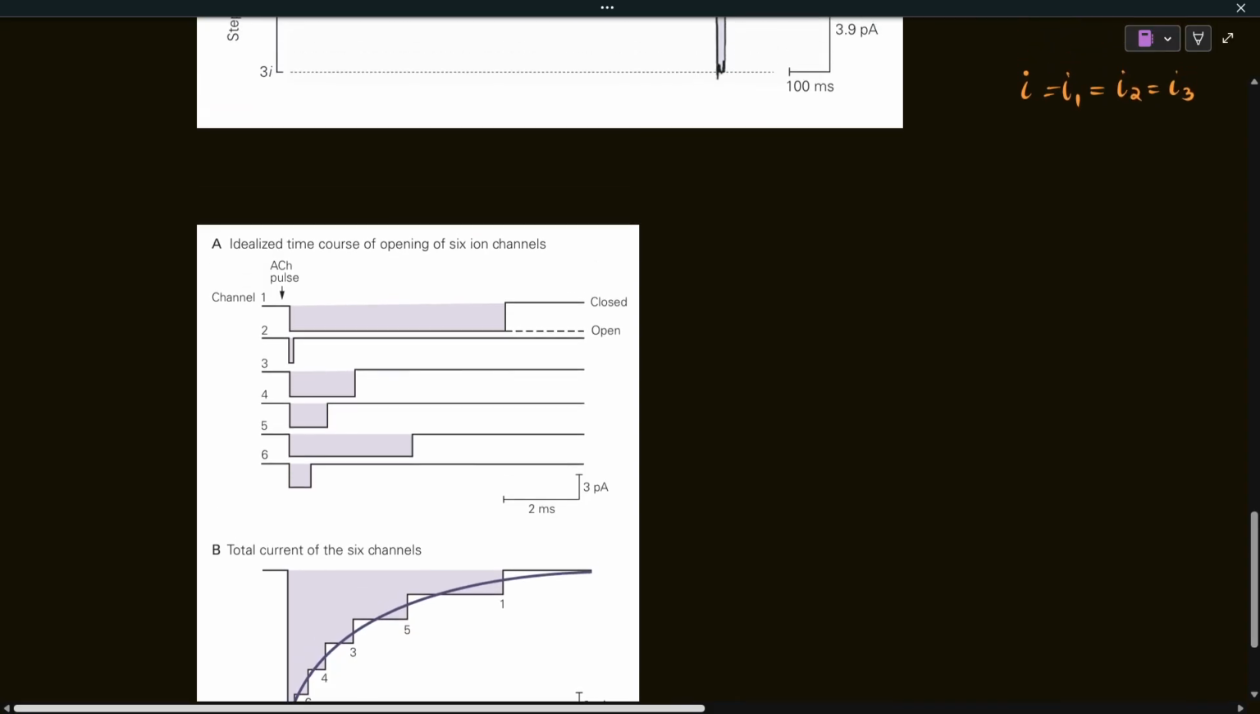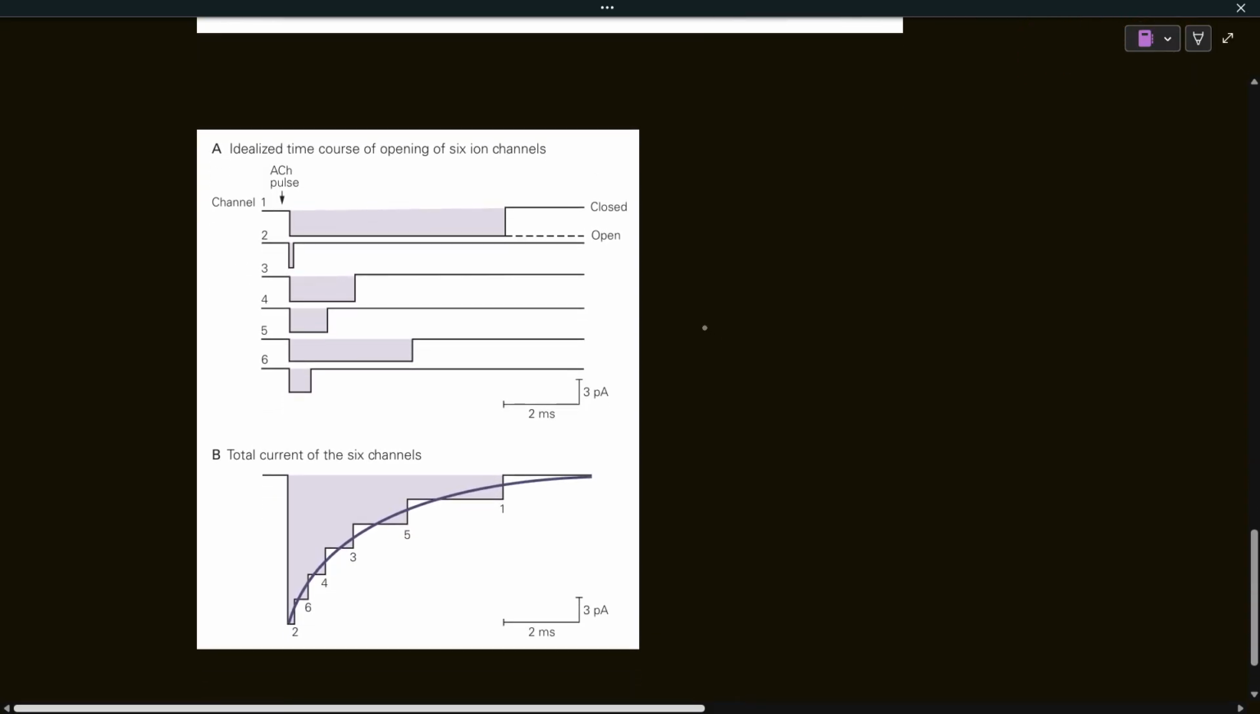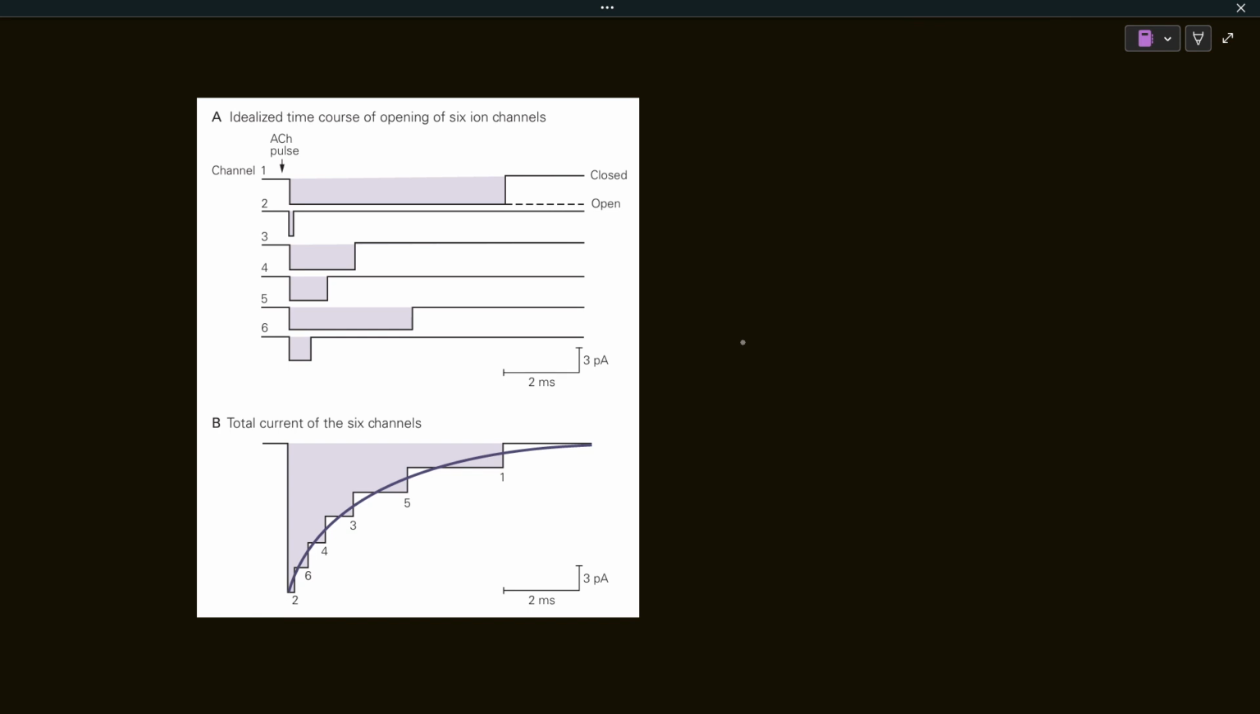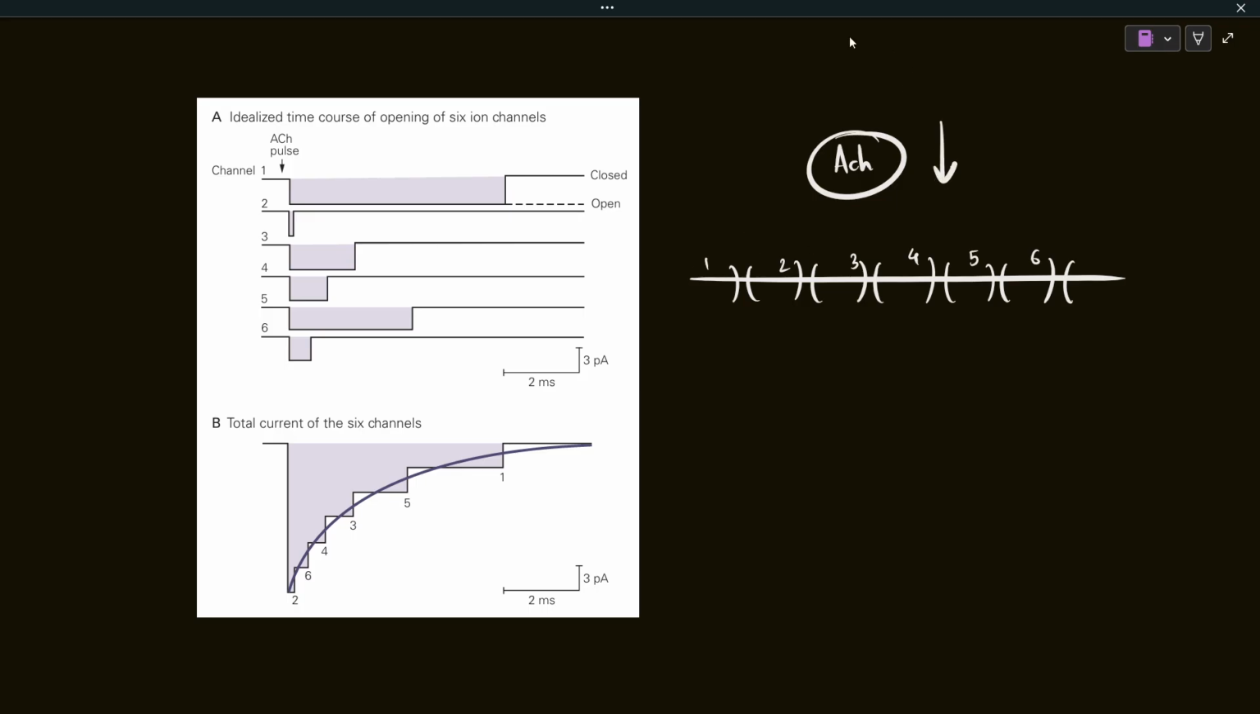So this experiment was something like this. There is a membrane, and on that, 6 acetylcholine receptors are present: 1, 2, 3, 4, 5, and 6. So when acetylcholine is introduced in this system, let's say that acetylcholine bound to them, and whatever current is being generated by each individual acetylcholine receptor was measured, and that was seen like this.